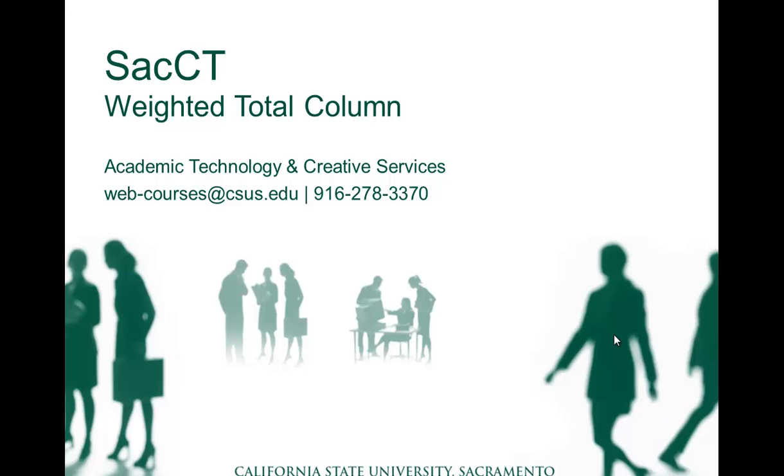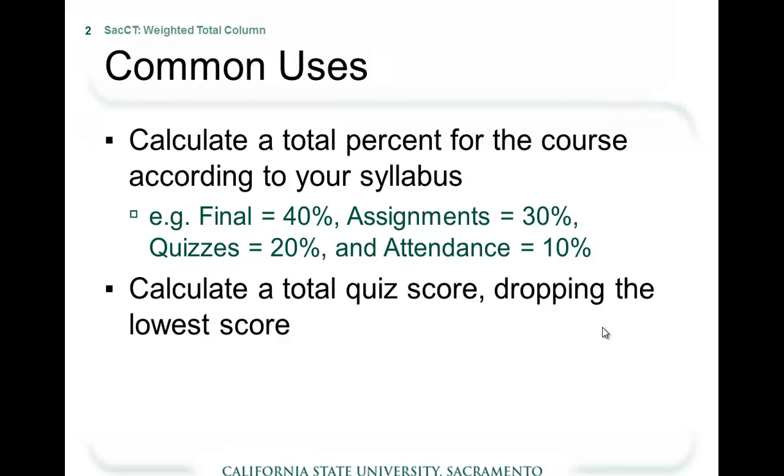Today we're going to view how to create and use a weighted total column in the Grade Center. Common uses are to calculate a total percent for the course according to your syllabus. For example, a final equals 40%, assignments equal 30%, quizzes equal 20%, and attendance equals 10%. And to calculate a total quiz score, dropping the lowest score.